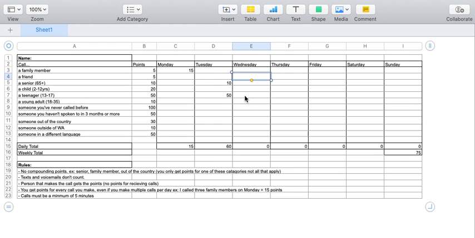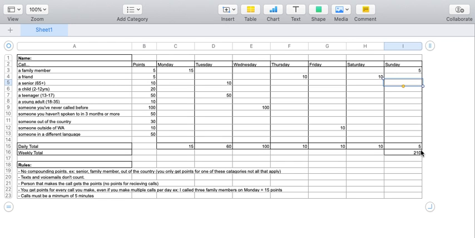Wednesday, how about I call somebody I've never actually called before? And then on Thursday, I call 2 of my friends. Friday, how about I call someone outside of Washington? And then on Saturday, maybe I call a couple more friends. And then on Sunday, I call my mom. So this would be my point total for the week. As you can see, there's daily totals in these boxes, and then your weekly total in this box. So that would be the points you would get for the week.